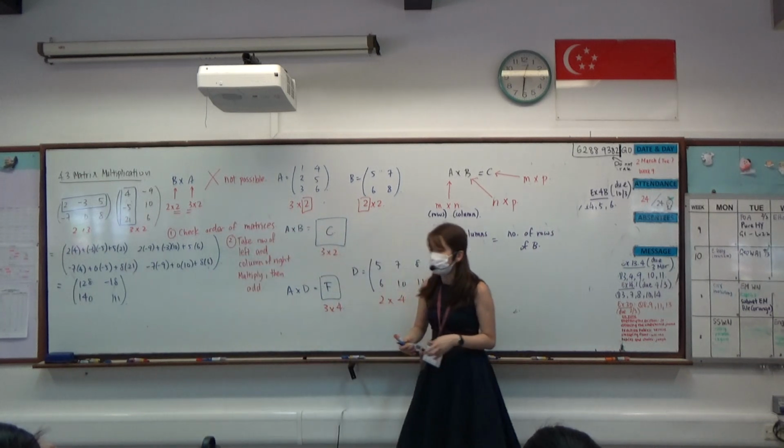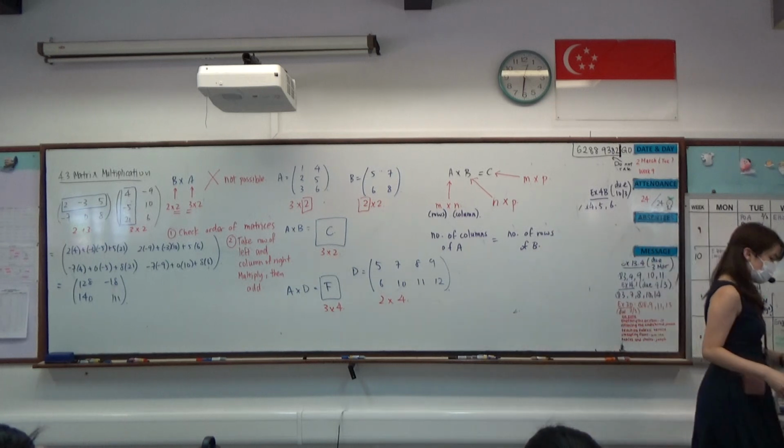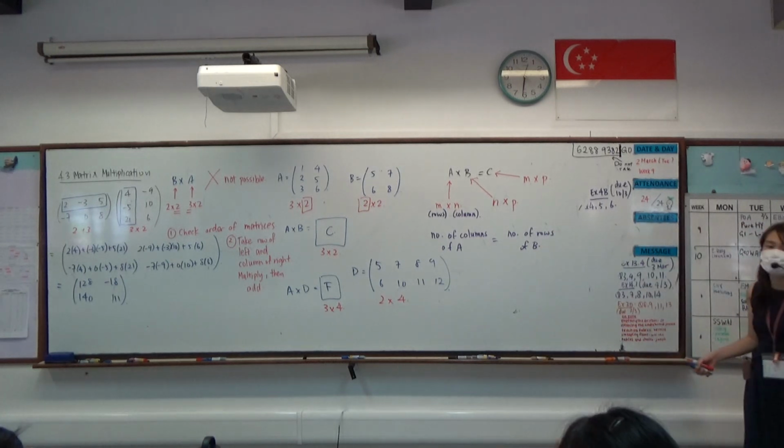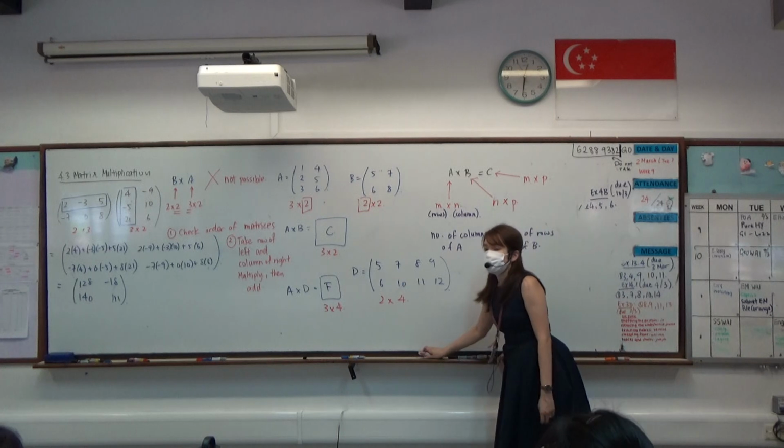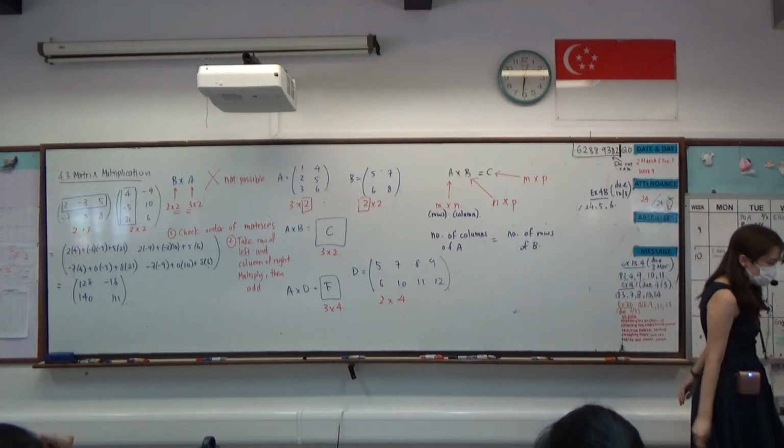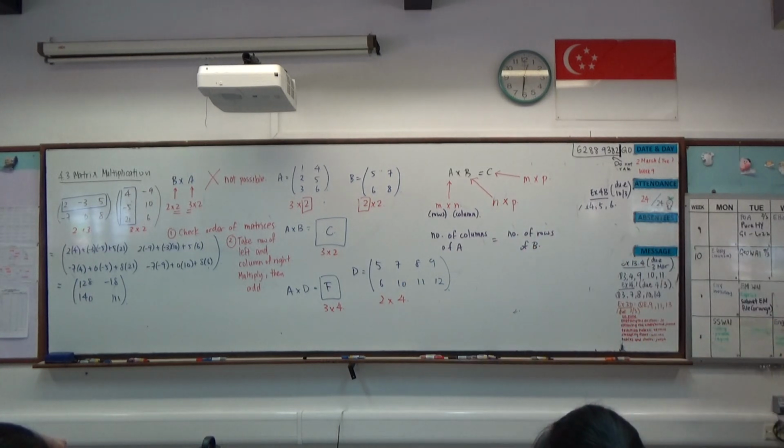Okay, so take the row of the left one, column of the right one, multiply and add. You may be able to write it in your words better. Okay, so whatever that you can understand.